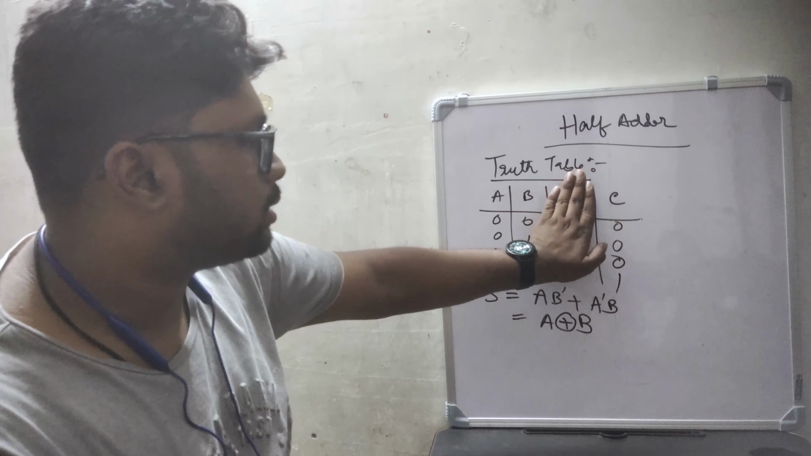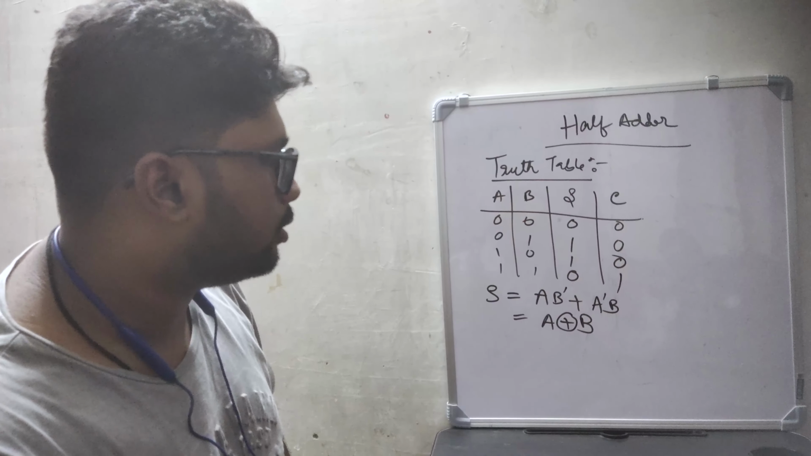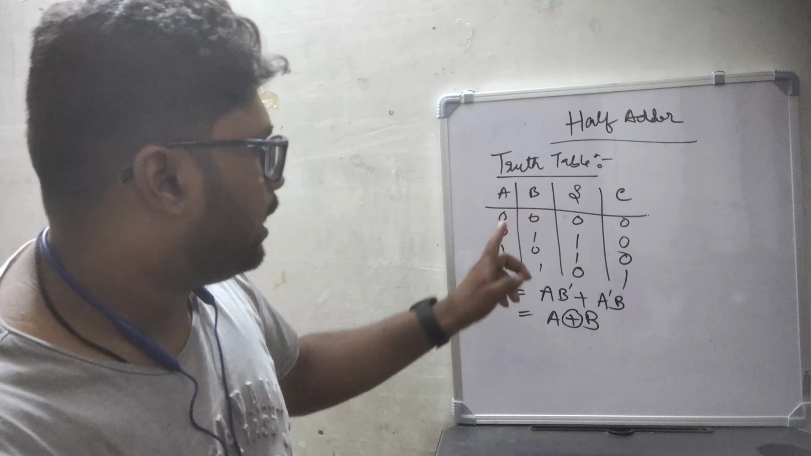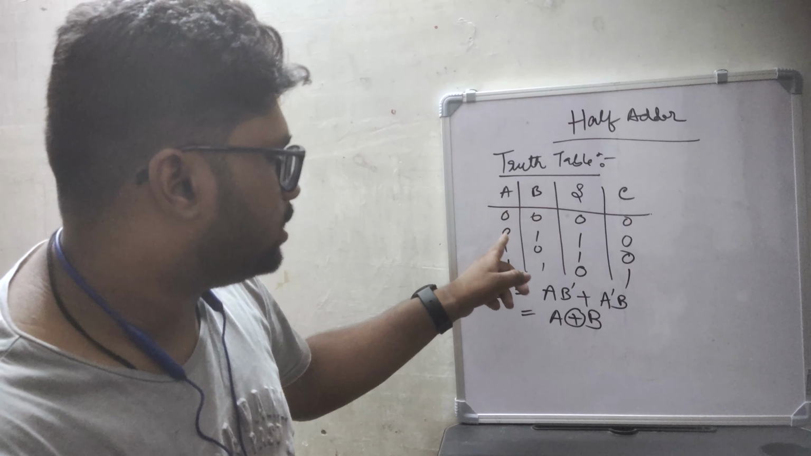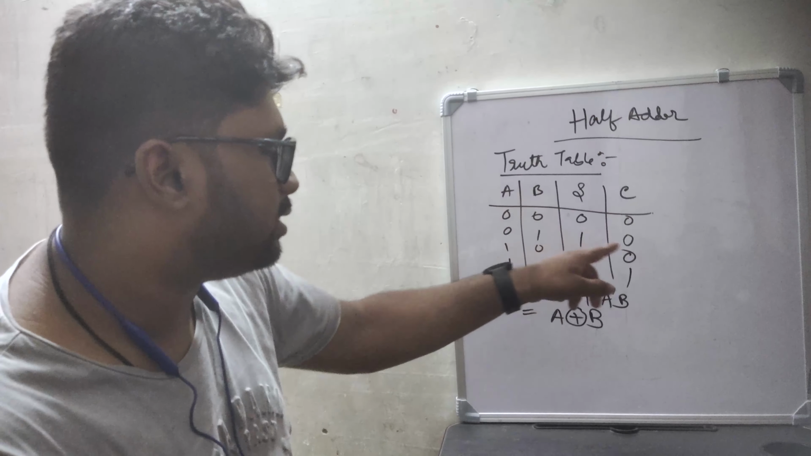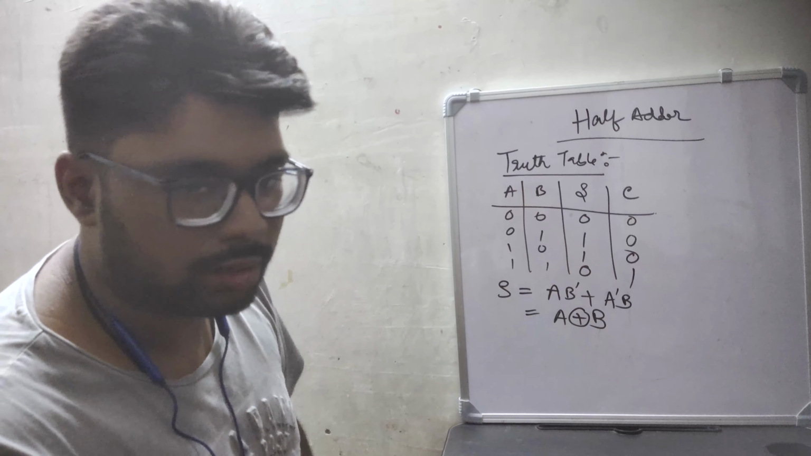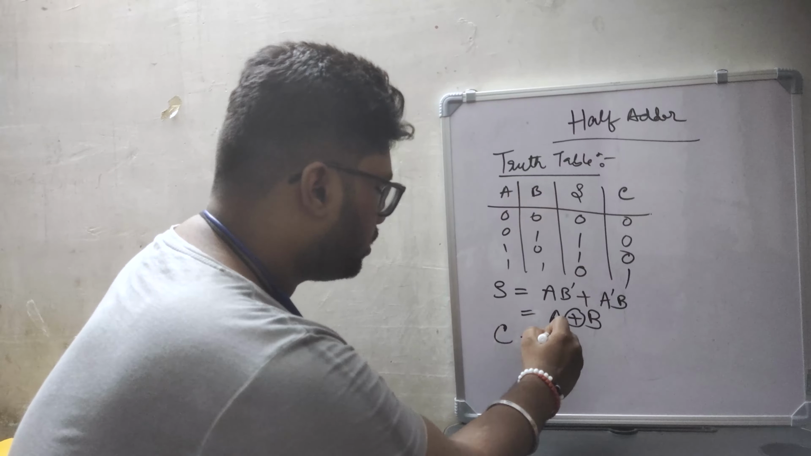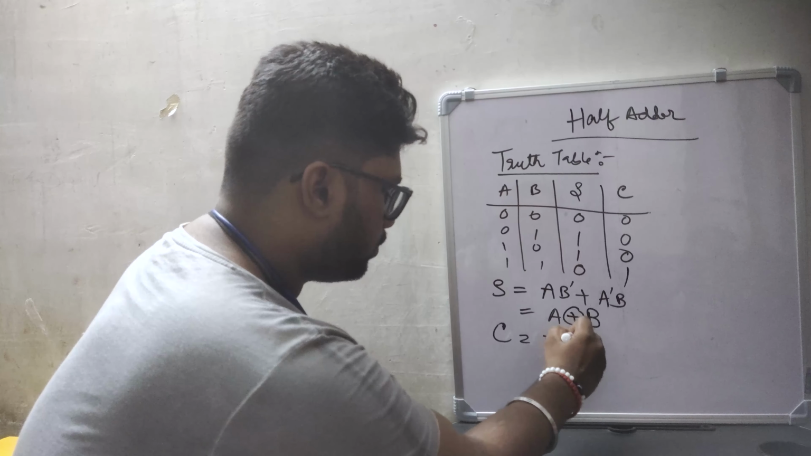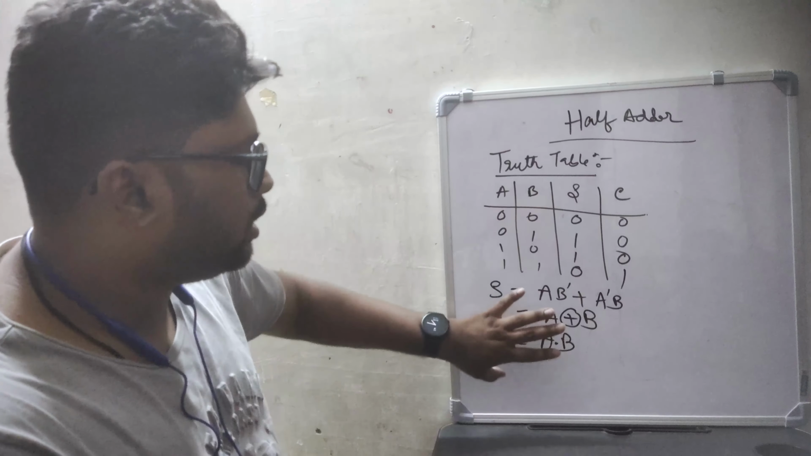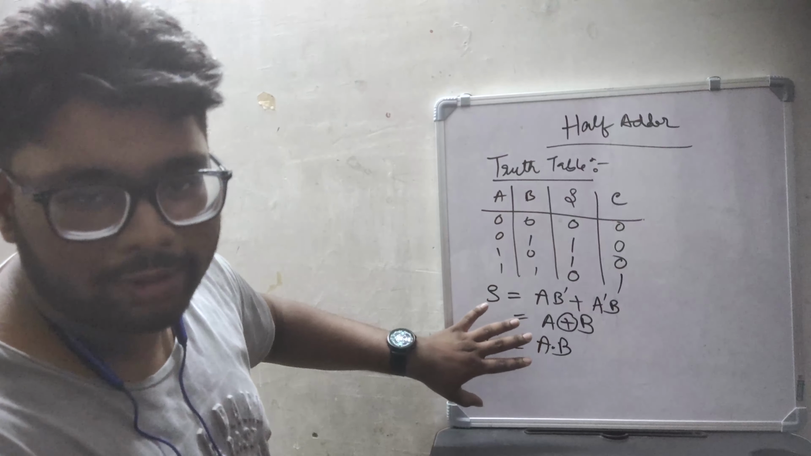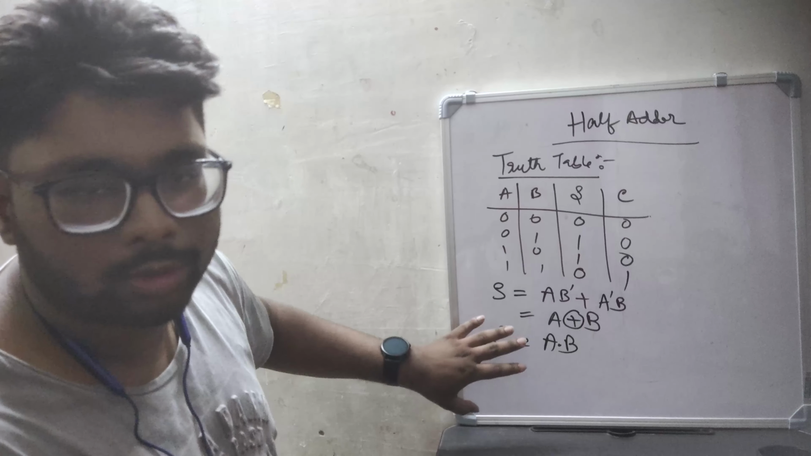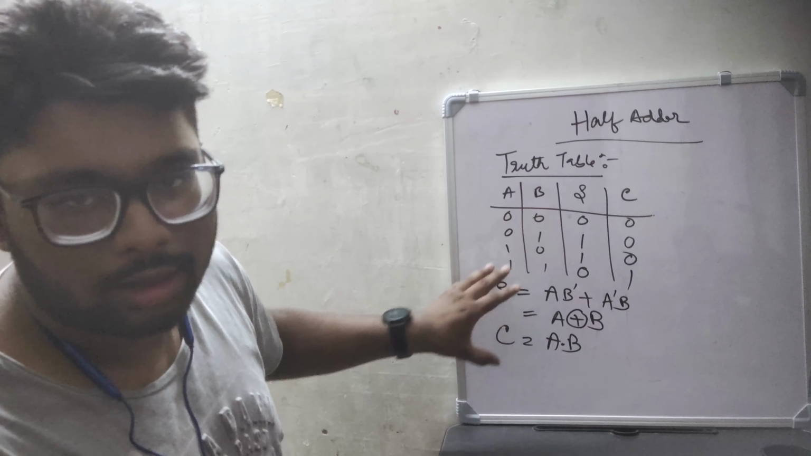Next, if you ignore the sum part and focus on the carry part, you can see that it acts as an AND gate. So A and B gives 0, 0 and 1 gives 0, 1 and 0 gives 0, and 1 and 1 gives 1. So the expression for C or carry would be like this: A and B. So these are the two expressions for the half adder, the sum and the carry. Now, based on these expressions, we are going to make the circuit diagram for half adder.